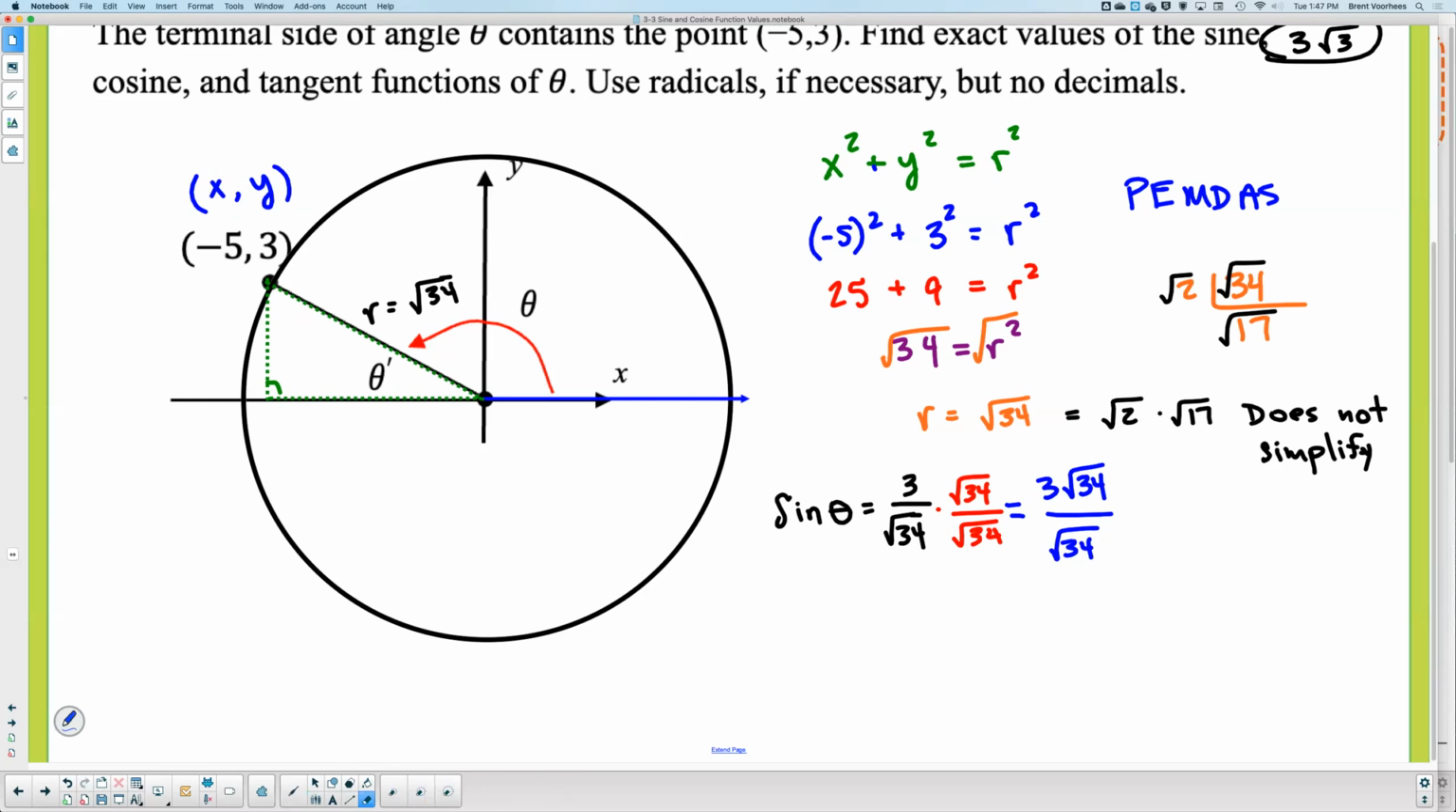What is the square root of 34 squared going to be? 34. There you go. That's how you rationalize it. Now, there's a shortcut you're going to hear me say throughout the school year. Whenever we have to rationalize our denominator, this is sine. I'm going to go ahead and circle it. That's your final answer.